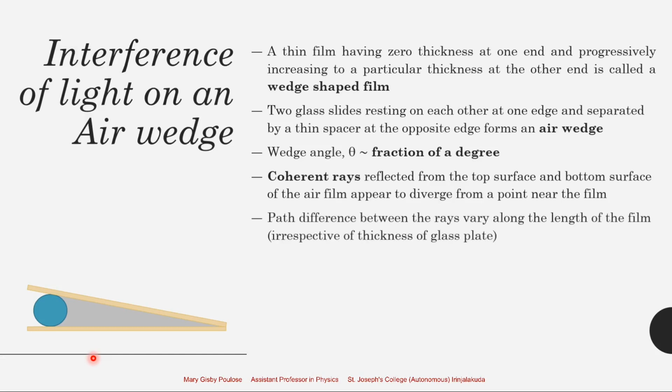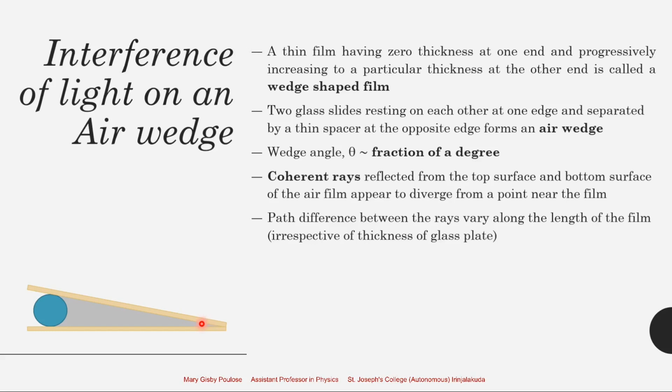Now the path difference between these reflected rays will vary along the length of the film. If we see the path difference between the reflected rays, at this point the path difference will be large, whereas at this point the path difference will be small. So depending upon the length of the film, the path difference between the reflected rays will vary. Here, the thickness of the glass plate does not come into consideration. It does not have any meaning here. So the glass plate can have any thickness.